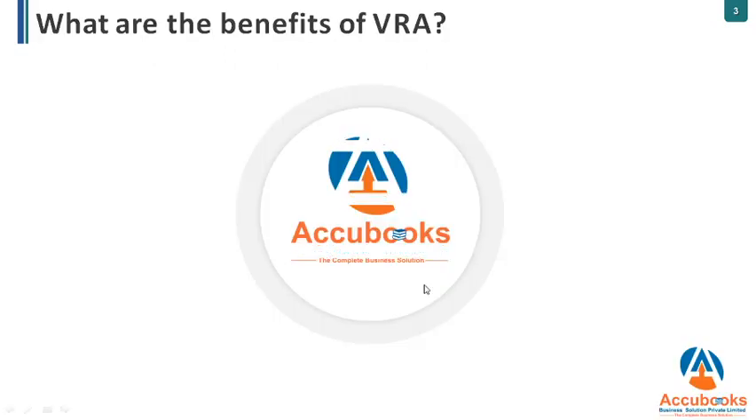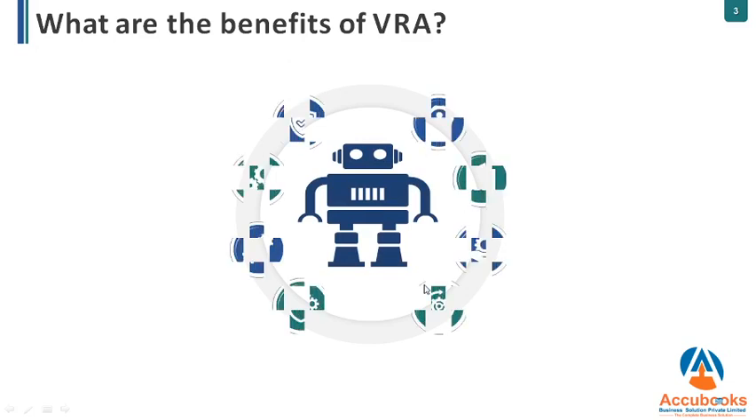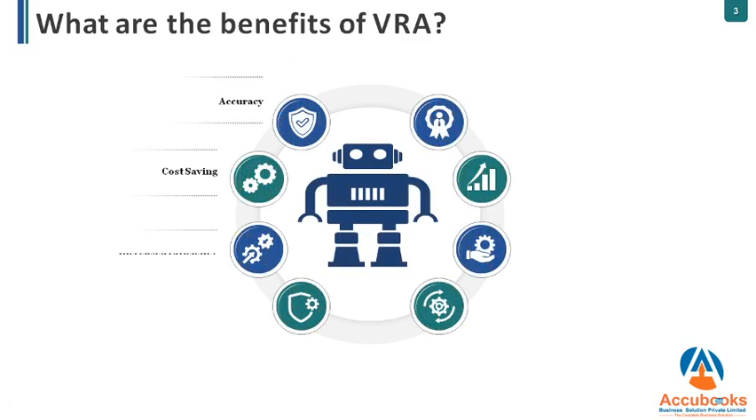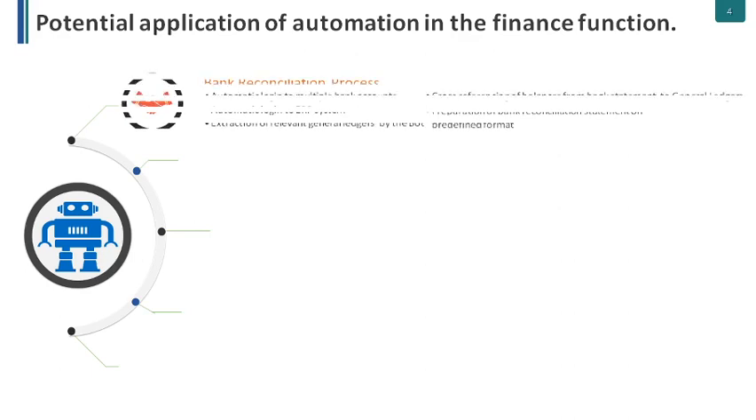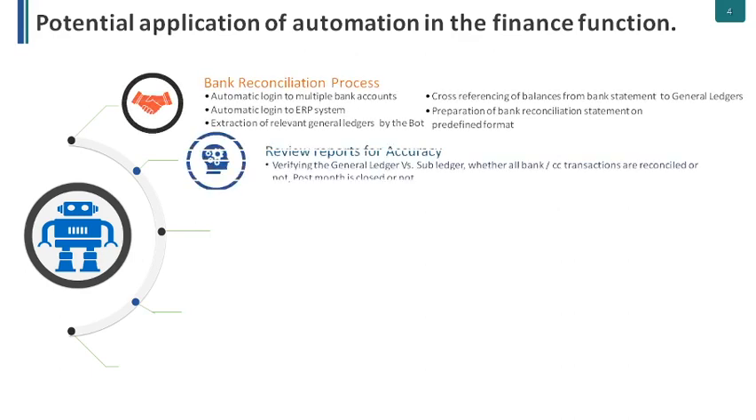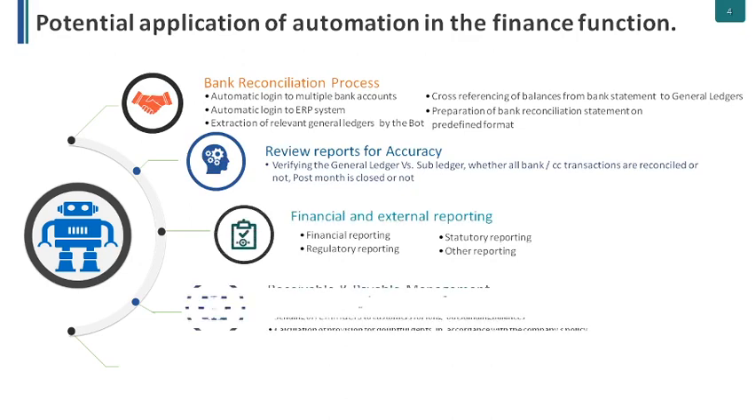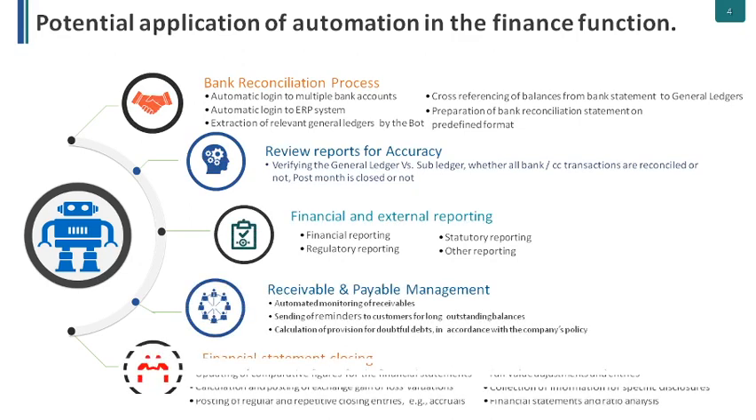There are multiple benefits of this, and we can discuss these benefits in our webinar as well. You can see the benefits from the automation, and you cannot imagine where we can use this automation tool. We can use this for bank reconciliation processes. We can use this as a review, if we are going to review the reports for accuracy. We can create the financial and external reporting using these tools. We can do receivable and payable management, and we can also close the financial statement based on some rules.